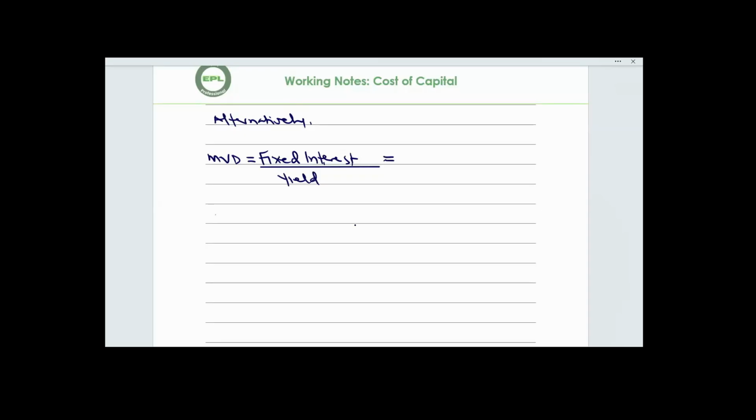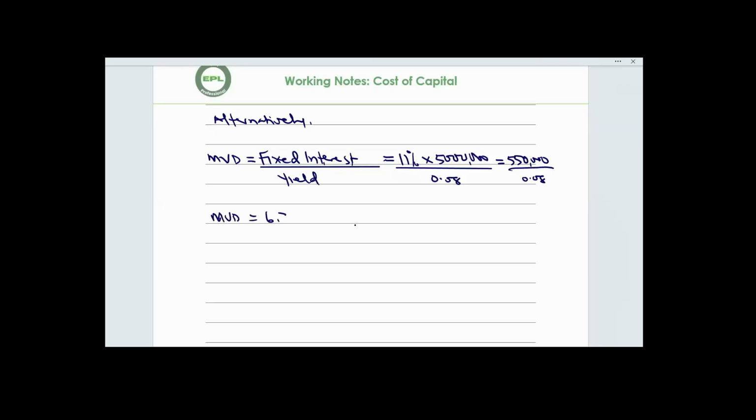So the fixed interest will be the coupon rate multiplied by the nominal value. The coupon rate is 11% multiplied by 5 million naira. So when you do this, your numerator will represent the interest, and the interest in this case is 550,000 that we got. The yield is already given to us as 8%, which is 0.08. So divided by 0.08.